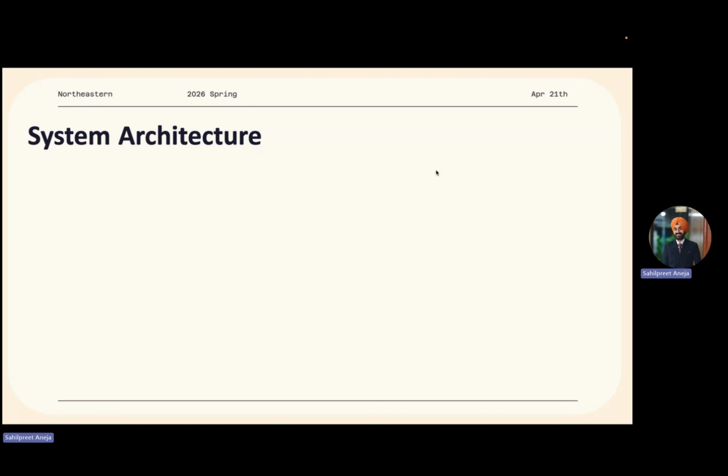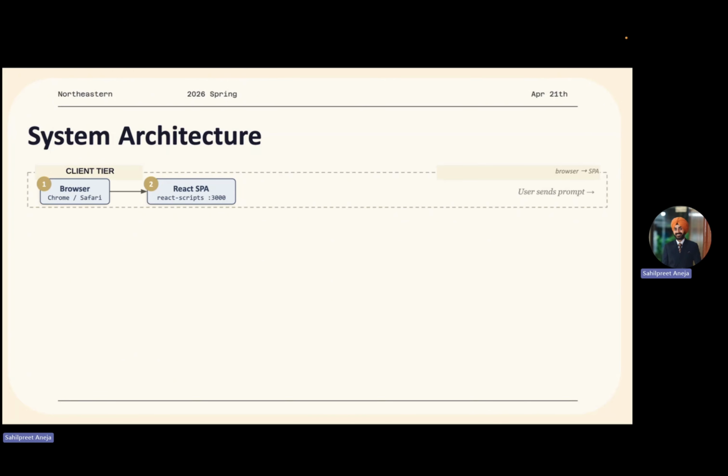The system is pretty standard three-tier setup, but with one twist in the middle. We have an agent doing the orchestration. Let me build this up one layer at a time. At the top, we have the client tier. The student opens our React app in their browser. That's it. No mobile app, no login, just a chat box.